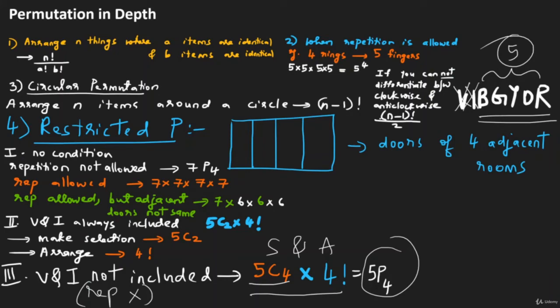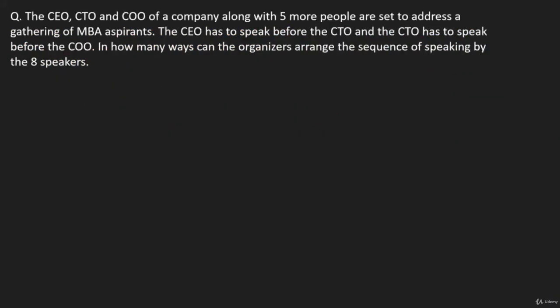Now, let's summarize what we learned in this video. When you have some condition to apply when you form the arrangements, which is restricted permutation, first make the selection applying the restriction and then do the arrangement. So split it into 2, do the selection and then do the arrangement. If you follow this, you will be easily able to solve questions where you have to apply restricted permutation.